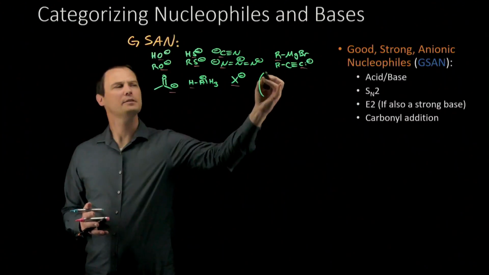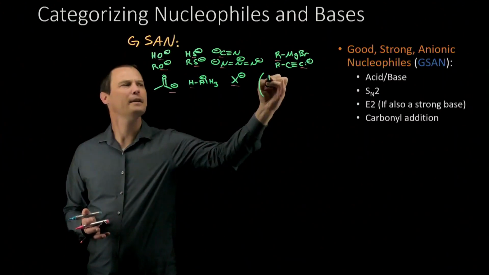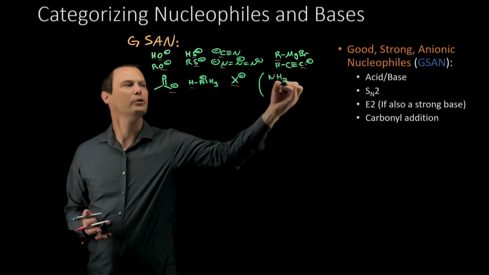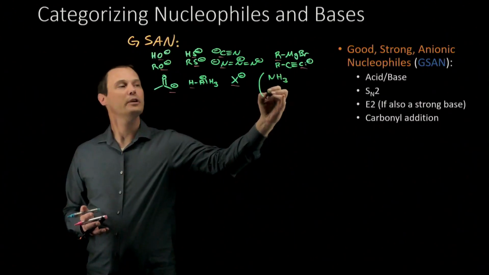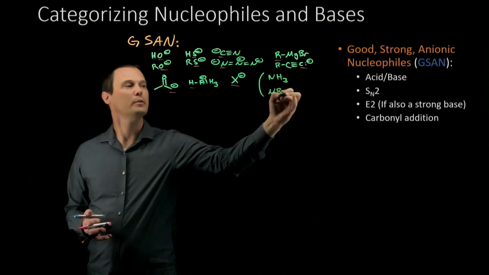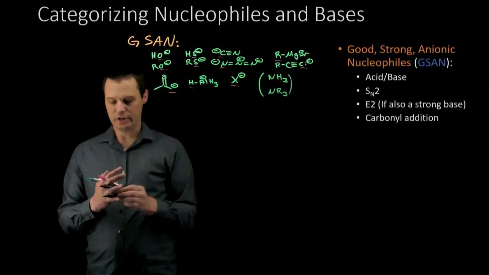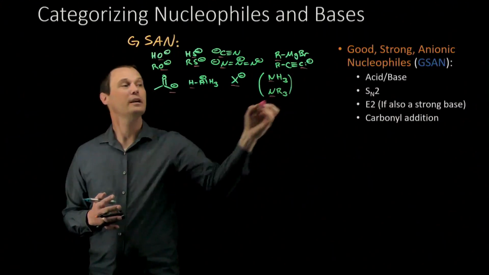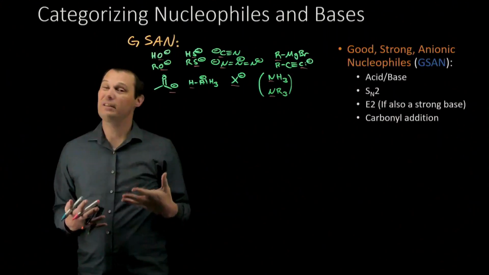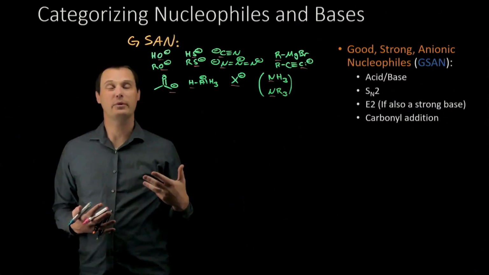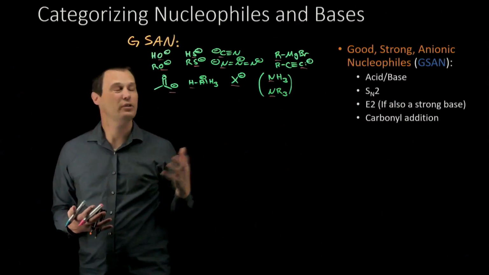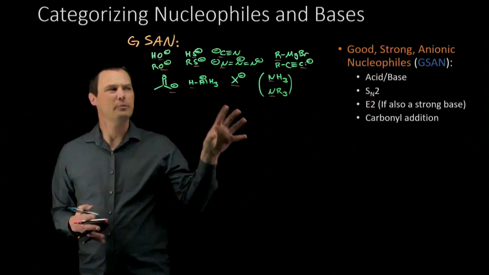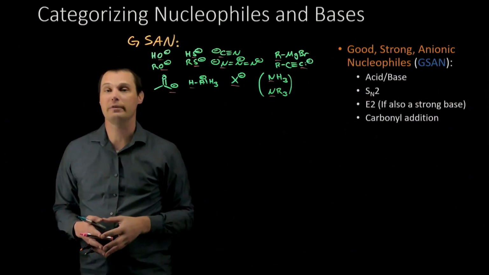There's two more that I'm going to put on my list, but I'm going to put them in parentheses. They're not my favorite of good, strong anionic nucleophiles. And that is neutral ammonia and also generically any neutral amine. These have a nitrogen atom that has a lone pair and is a strong nucleophile. It's not very synthetically useful though. It has some side reactions that get in the way of trying to do things like SN2 reactions. So I'm going to put them in parentheses even though they are good, strong nucleophiles.